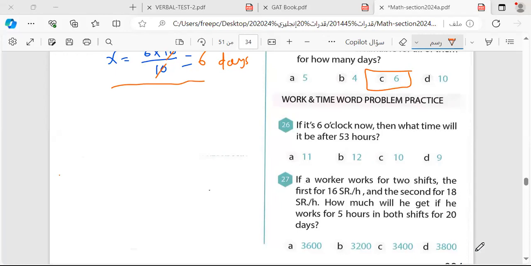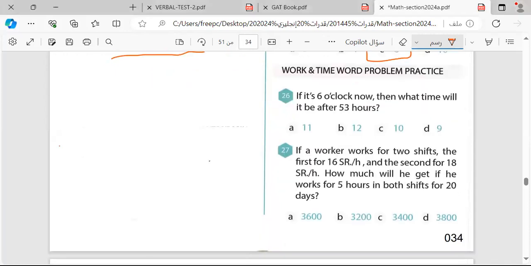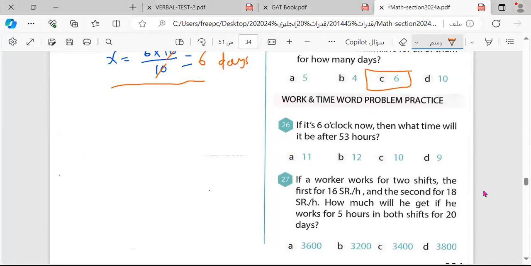Today we will solve the problem about work and time, word problem practice, page 34. Okay, my student, 34. Okay, now question number 26. If it is now 6 o'clock, then what time will it be after 53 hours?